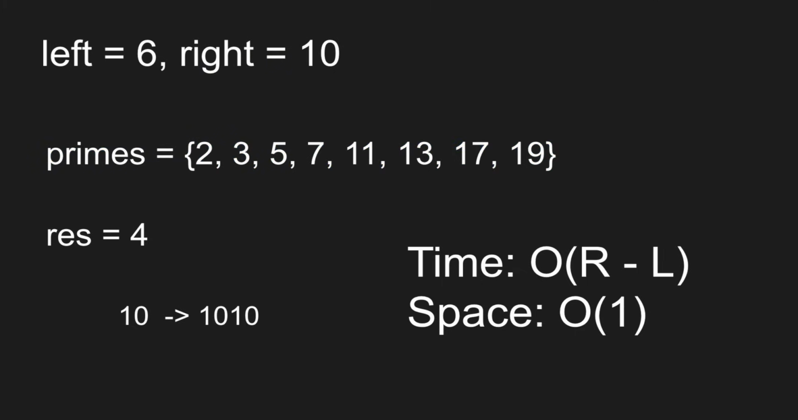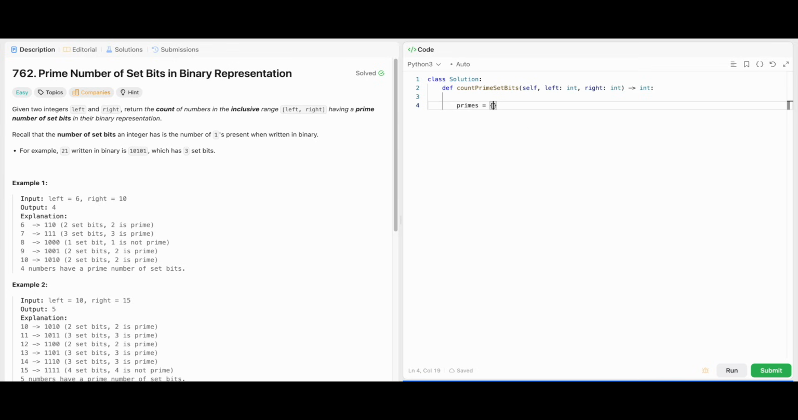So now let's get to the coding part. First, we can initialize primes to all the numbers up to 19, which would be 2, 3, 5, 7, 11, 13, 17, and 19.